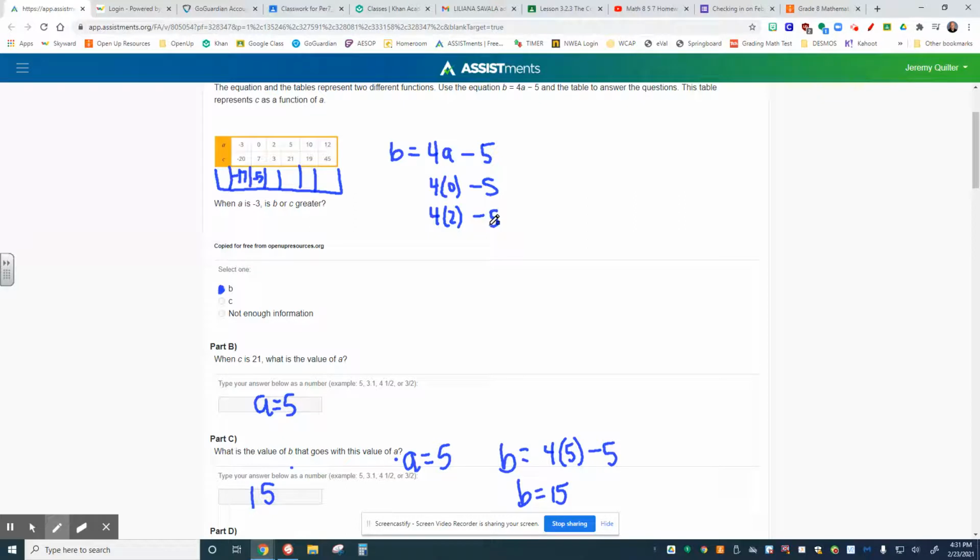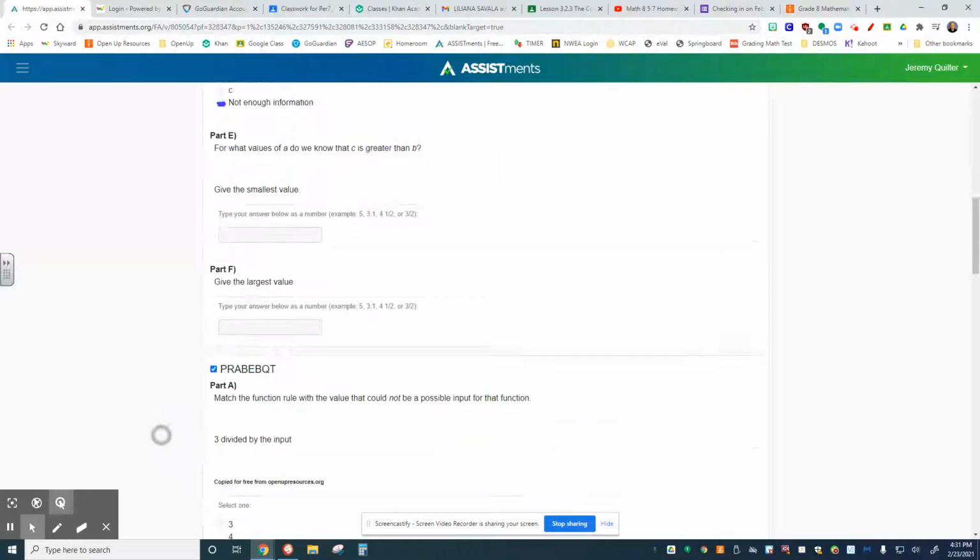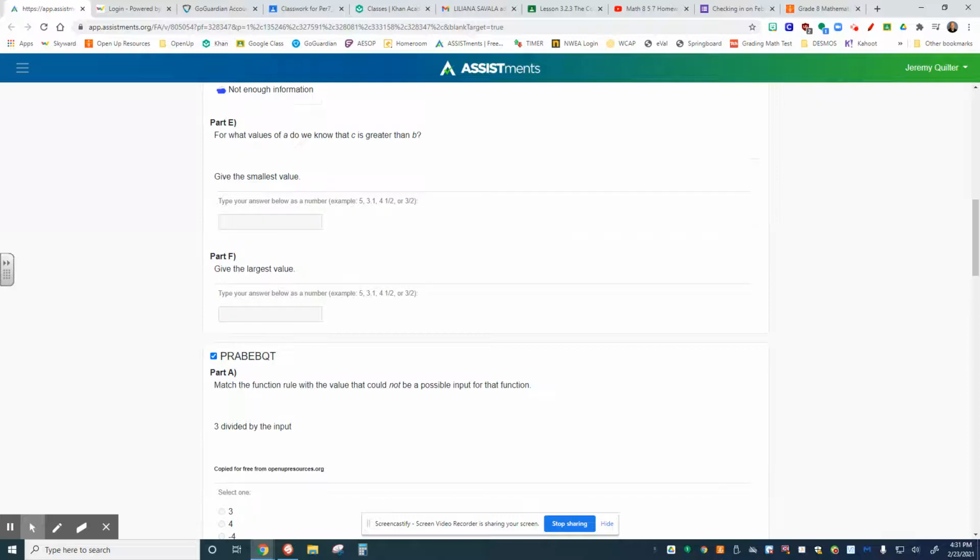In this case, 4 times 2 is 8. 8 minus 5 is 3. And we see that both C and B are equal. Continue going through there so that you can answer the question, for what values of A do we know C is greater than B? And then give the smallest value. So I only want to know the smallest one. And then which values of A make C greater than B, and give me the largest value. So one number here, one number here.